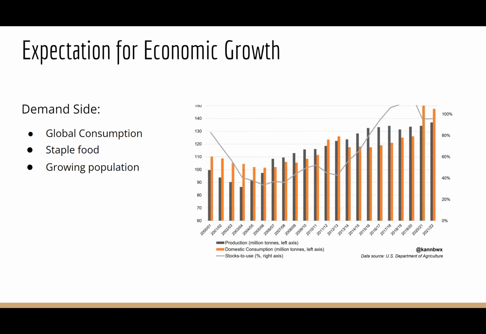So now looking at the demand side, the expectation for economic growth and global consumption, the demand for wheat has increased because of global consumption, and it's a staple food. It makes up about 40% of what people internationally need within their diet. And because of a growing population, demand will just continue to increase. As you can see on this chart on the right, production is here, which is gray. So that's the supply side of wheat, and it's less than the demand side. Demand is higher and has been continuing to rise.